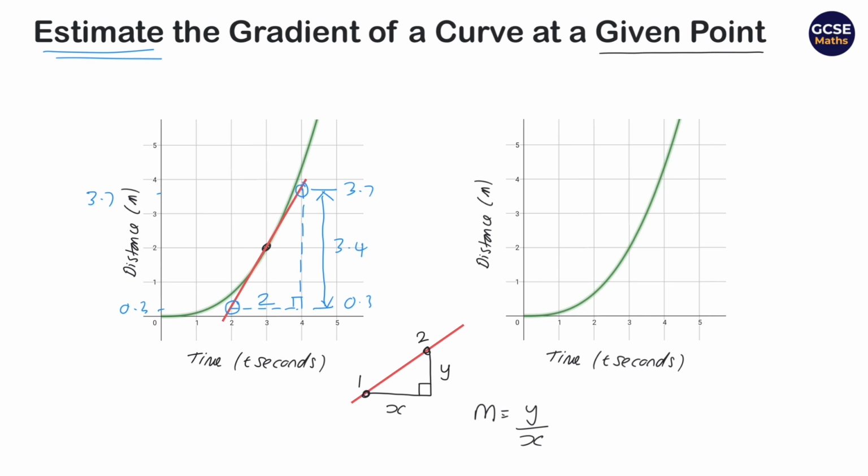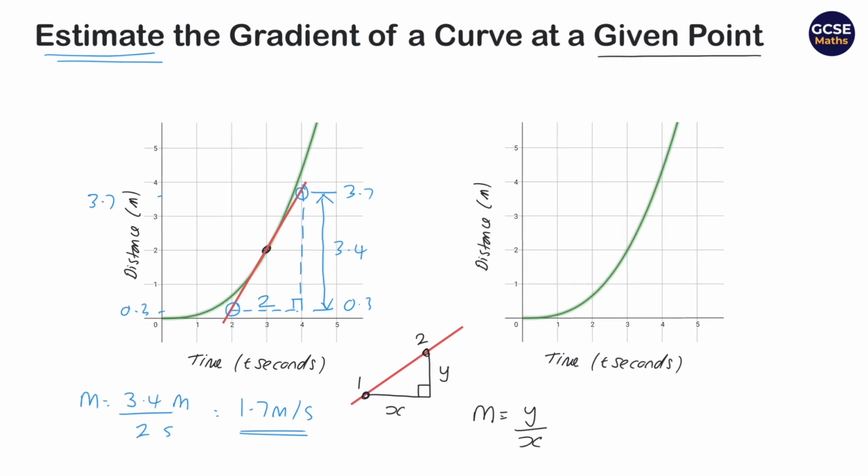So now our gradient for this curve is equal to the change in the height, the change in y, which is 3.4, that's in meters, divided by the change in the time, which is 2 seconds. If we do that, we get 1.7 meters per second. If this was a person walking or moving, we can see that their speed at that point was 1.7 meters per second. So you can visualize that. Every second they can move a distance of 1.7 meters.